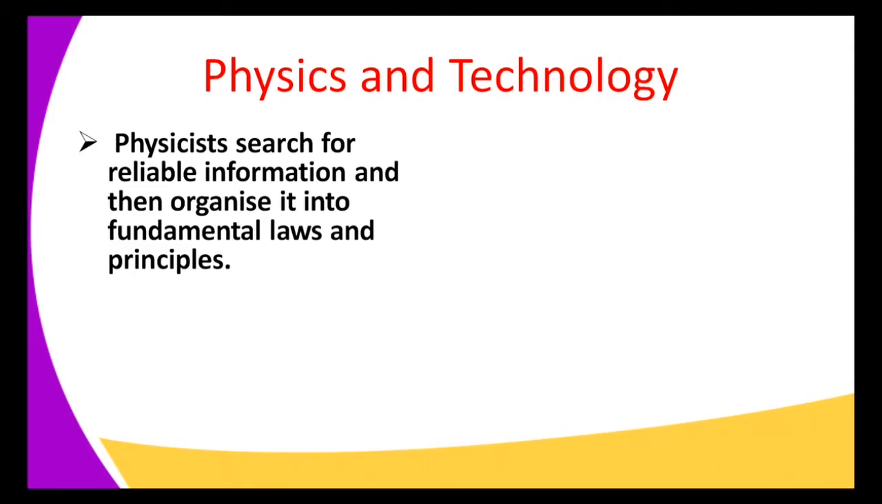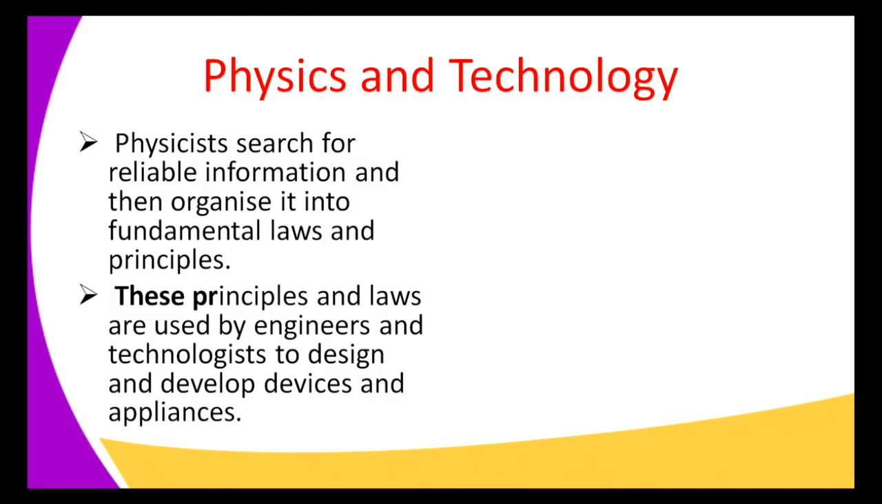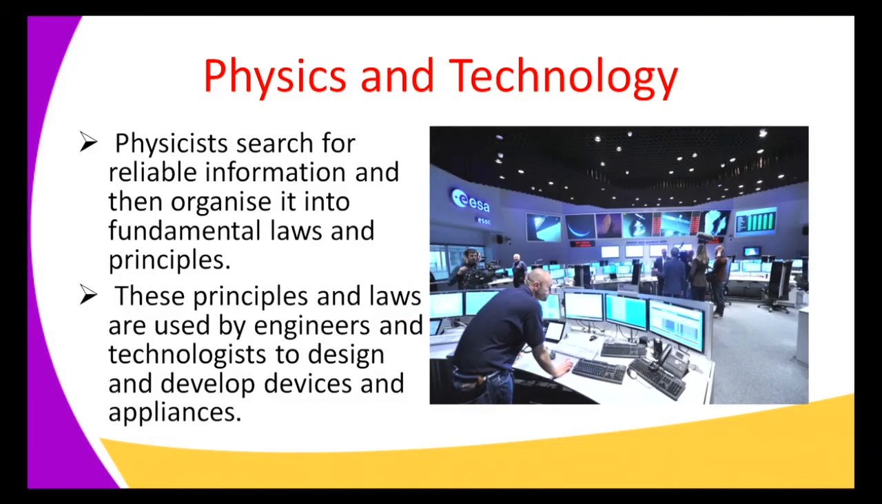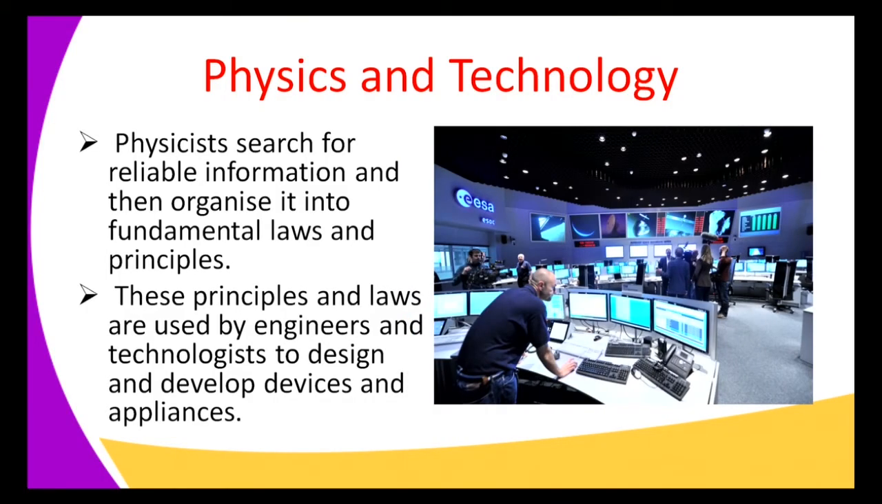In technology, these principles and laws are used by engineers and technologists to design and develop devices and appliances. For example, here we have a control room. In this control room, we have various appliances that are connected. So the working and the connection behind this is explained by the principles and laws that are developed in physics. So these relate physics and technology.